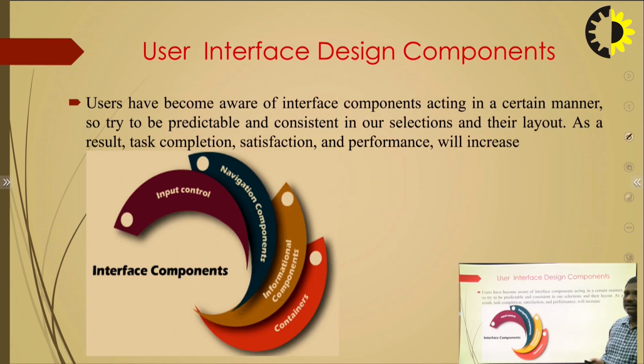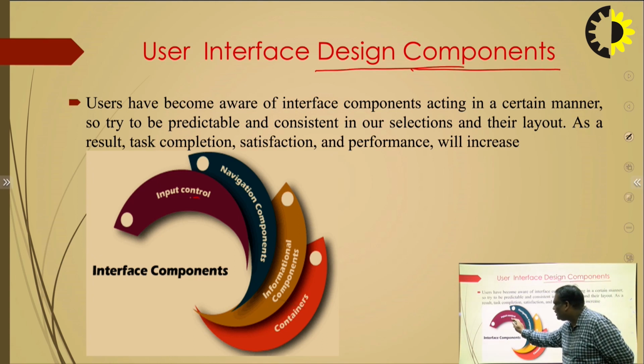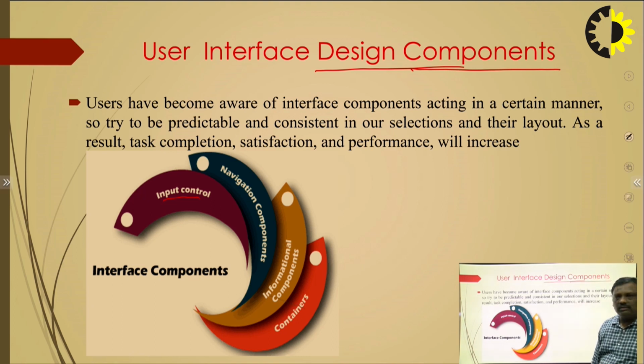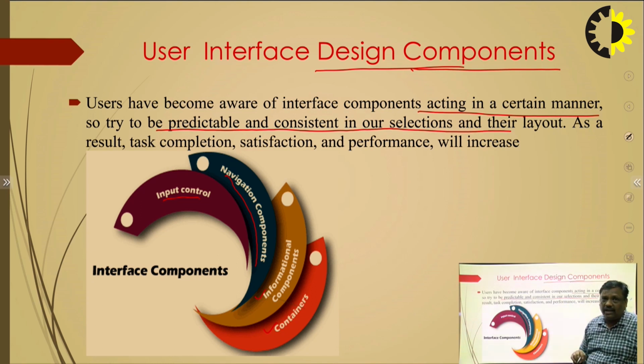The second topic is user interface design components. We have four types of components. The first one is input controls. The second one is navigational components. The third one is informational components, and the fourth one is content. One by one we can elaborate and understand what these are. Components act in a certain manner, trying to be predictable and consistent in their selection and layout. So one by one we elaborate.